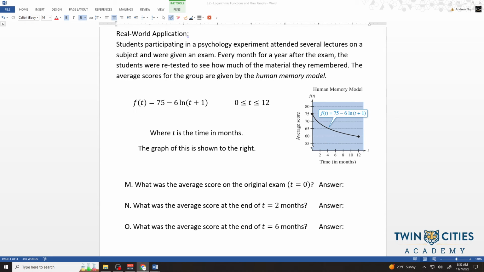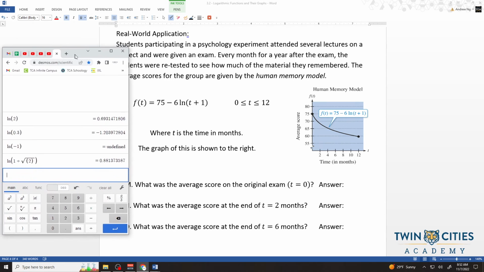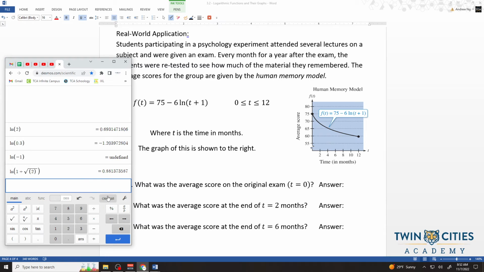So I'm going to grab my calculator again. Let's clear all these. And I can just go ahead and plug this in. I can say 75 minus 6 times the natural log of t plus 1. In this case, t equals 0. This is 0 plus 1. So the average score for the original exam was 75%. So let's write that down, 75.